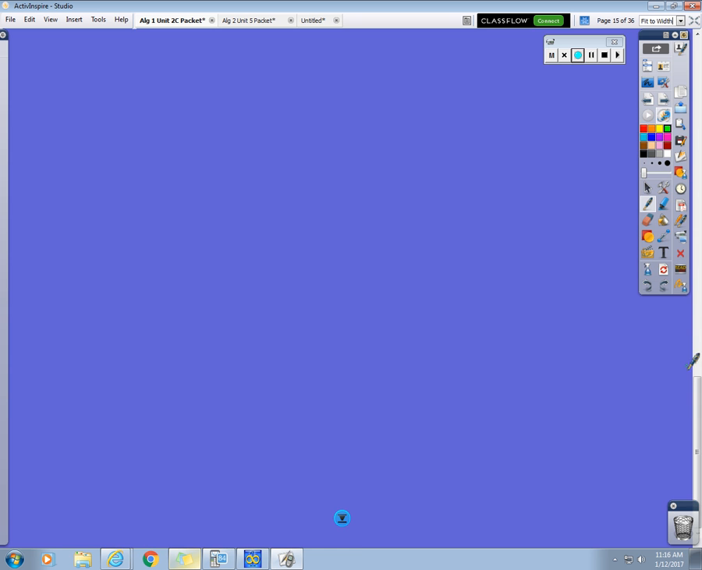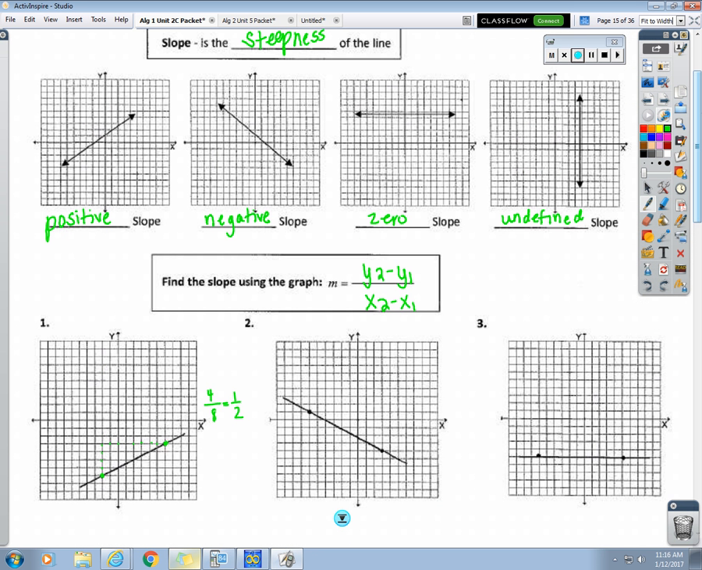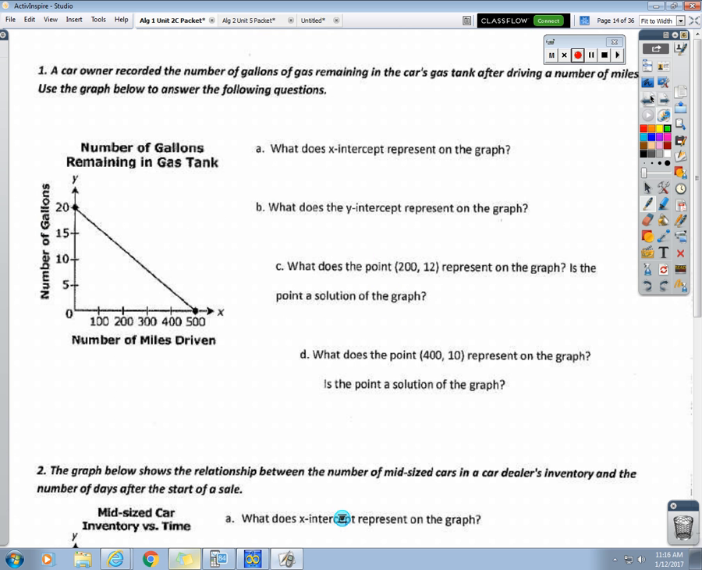Okay, so if you didn't get that done, or if you did it wrong, you need to go back and look at that. Okay, now turn to page 13. Today we're starting average rate of change. A car owner recorded the number of gallons of gas remaining in the car's gas tank after driving a number of miles. Use the graph below to answer the following questions.